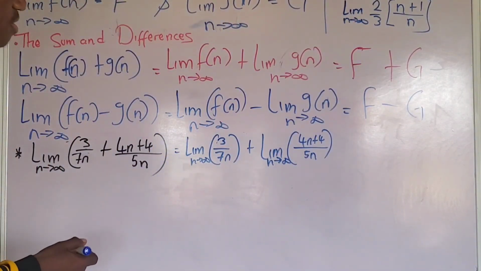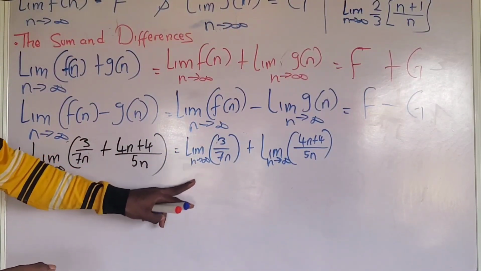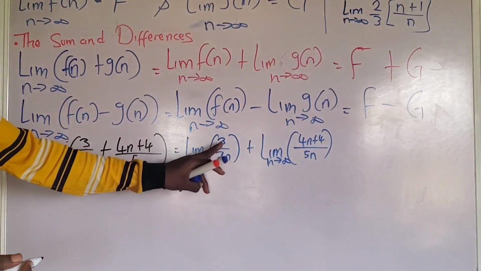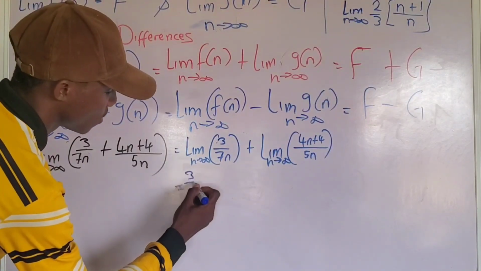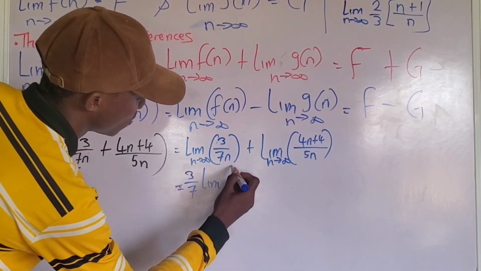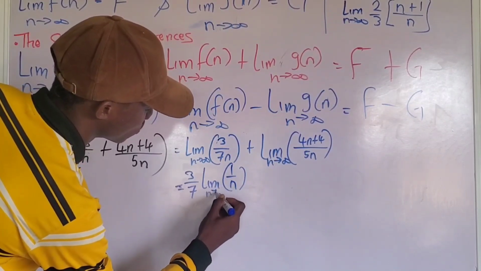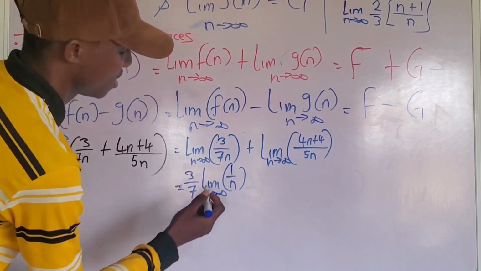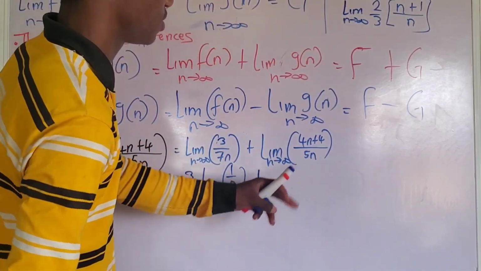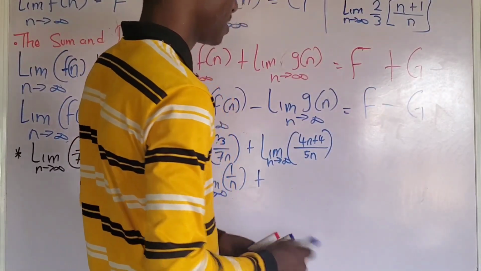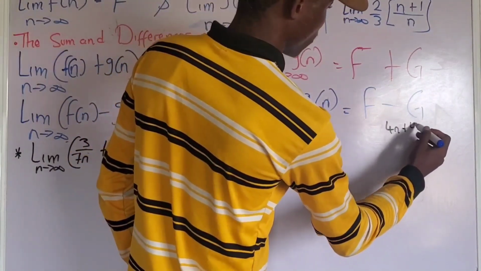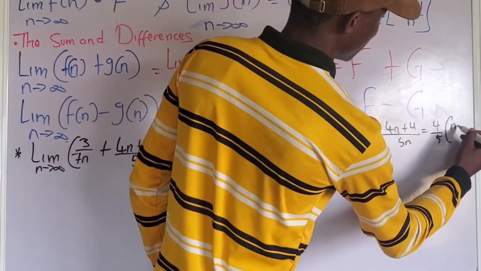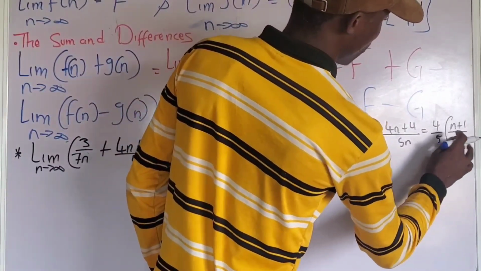Now for this first part, according to the multiplication of a constant, you can factorize 3 over 7 out. So I'm going to have 3 over 7 times the limit of 1 over n as n approaches infinity. And for the second one, please pay attention. 4n plus 4 all over 5n can be written as 4 over 5 into the bracket n plus 1, all over n.